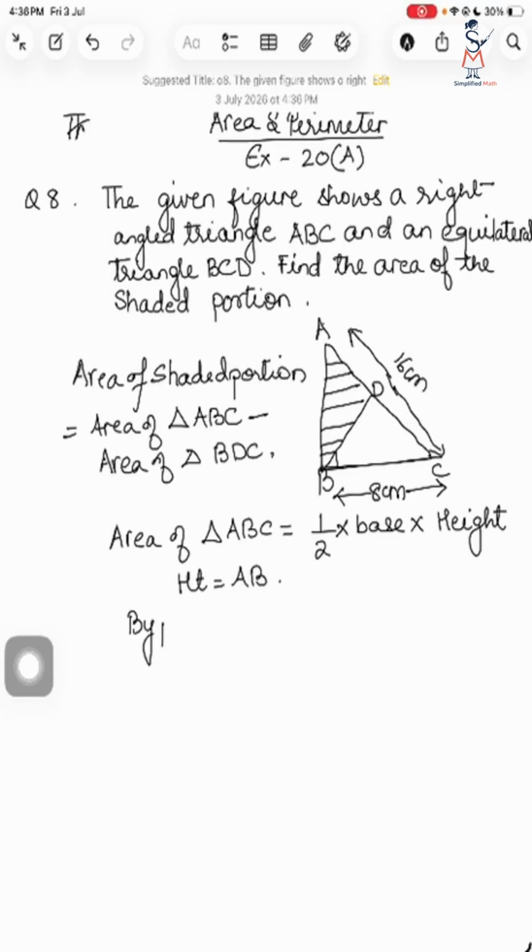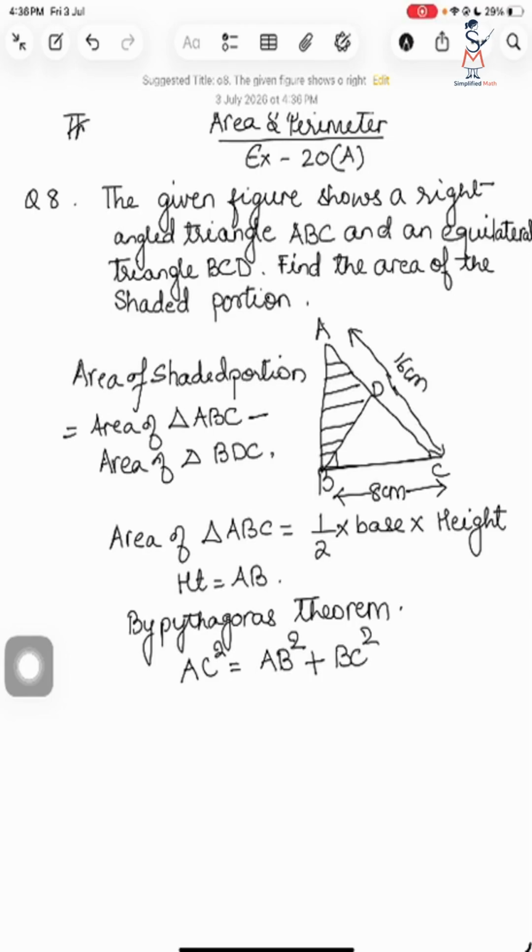So by Pythagoras theorem, we will find out AB. We know in Pythagoras theorem, AC square, that is hypotenuse square, is equal to perpendicular square, that is height square, plus base square. We need to find AB. So AB square will be what? BC will go to the other side. It will become AC square minus BC square.